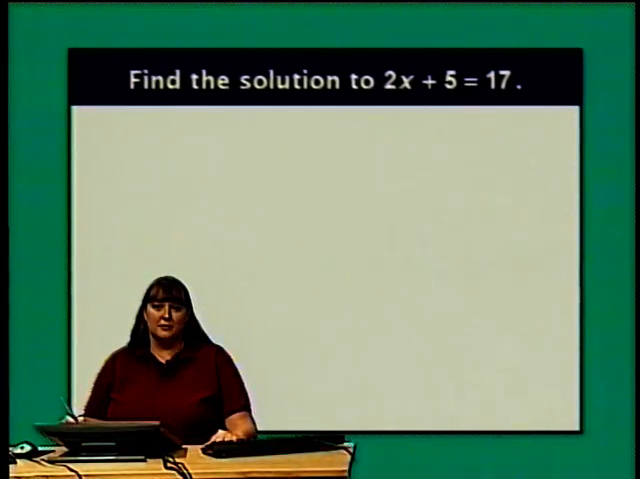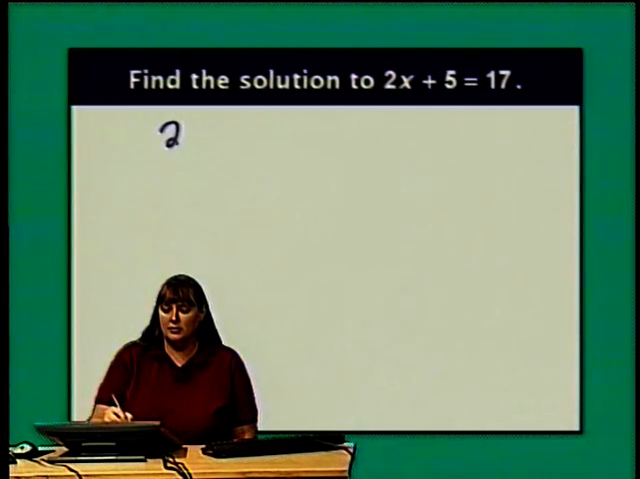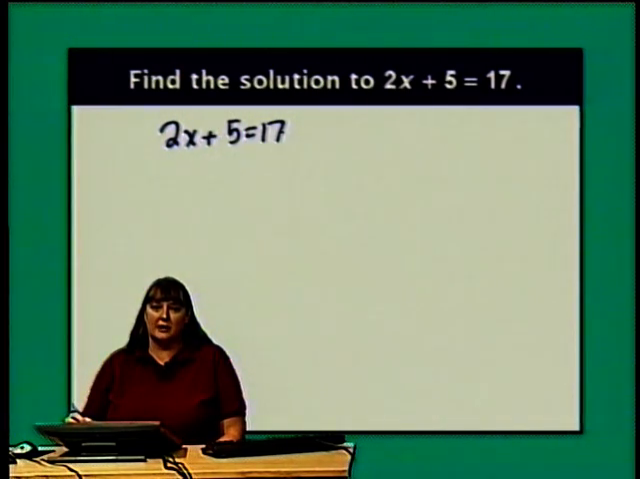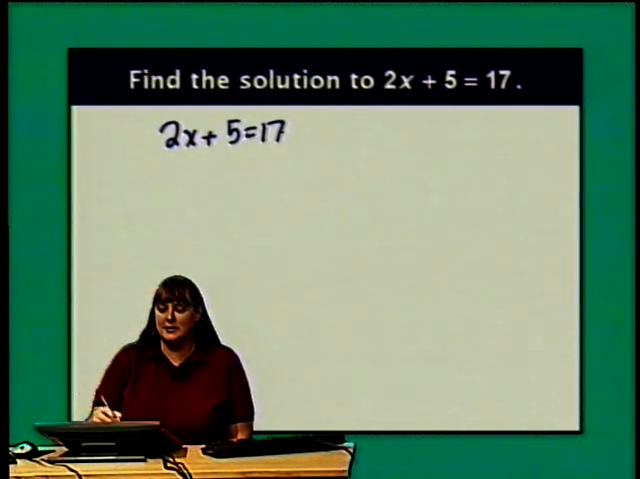Suppose I want to find the solution to 2x plus 5 equals 17. My goal is to isolate x. I want an equation of the form x equals a constant. The first thing that I'm going to do is work with these constants 5 and 17. Since 2x is already on the left-hand side of the equation, I'm going to move my constants to the right-hand side of the equation. So since I'm adding 5 on the left-hand side, if I subtract 5 from both sides of the equation, I can move all of my constants to the right-hand side.